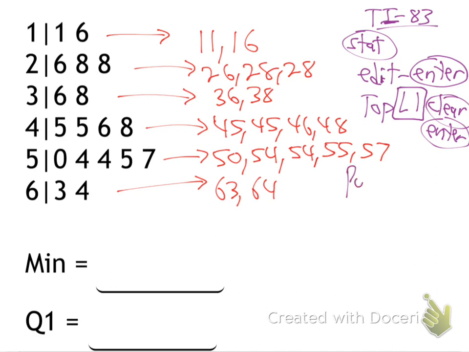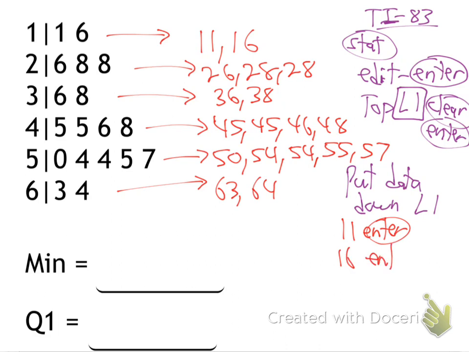And then you put the data down the L1 column. So put all these numbers down L1. And you have to hit enter with each one. Let me write that out for you. That was a problem last time, wasn't it? It's all coming back. You have to hit 11, enter, 16, enter, 26, enter, etc. You got to put all those numbers in there.